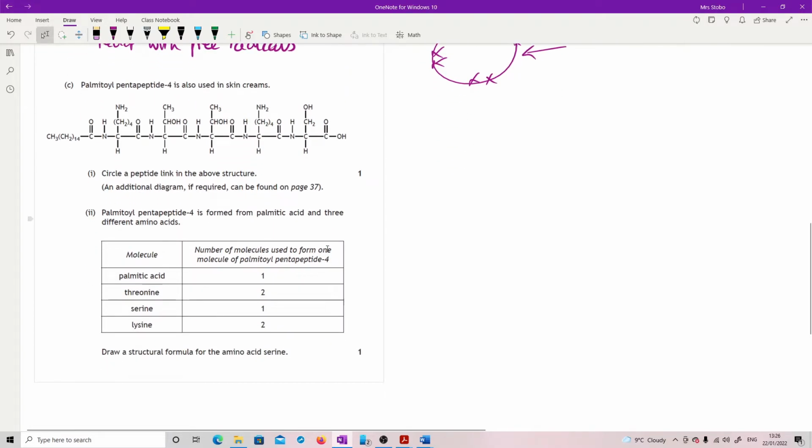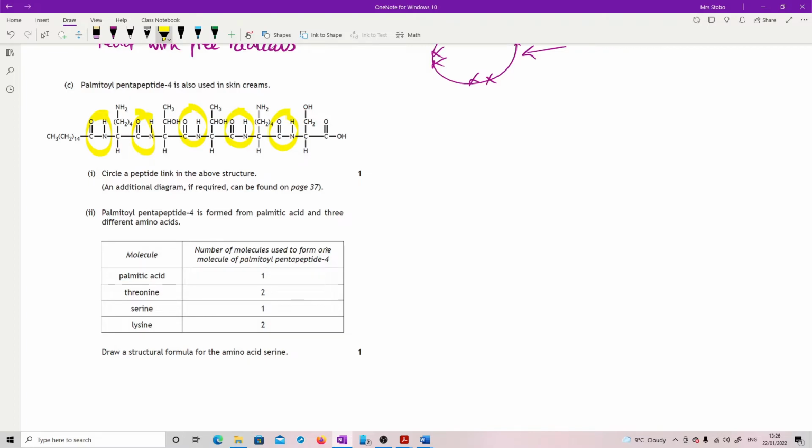Okay, palmitoyl pentapeptide 4, also used in skin creams. A little picture of it. Circle a peptide link in the above structure. It's a bit of a gift. C double bond O, bond N, bond H. Any one of those.